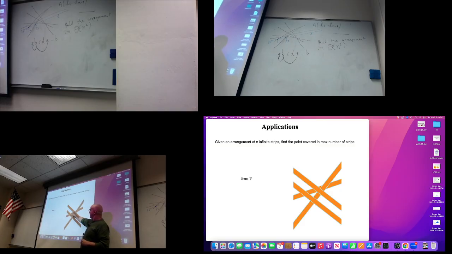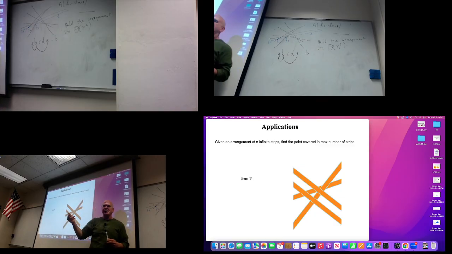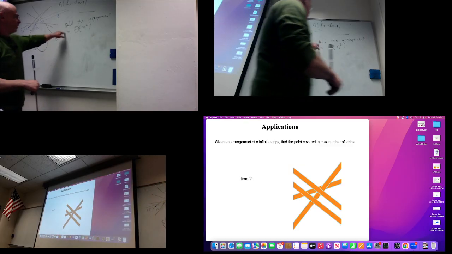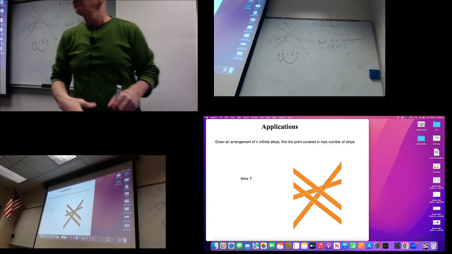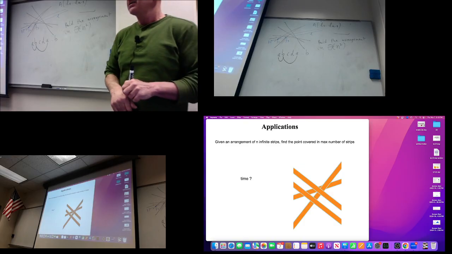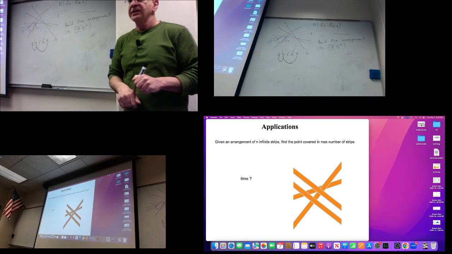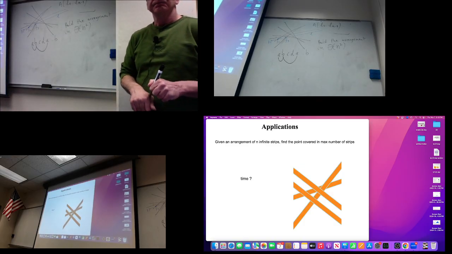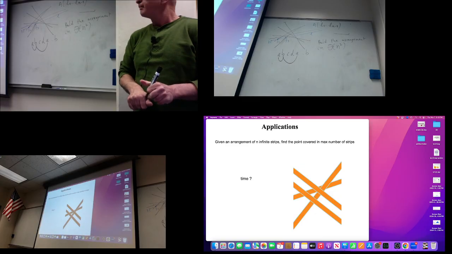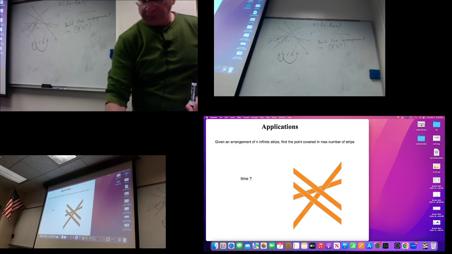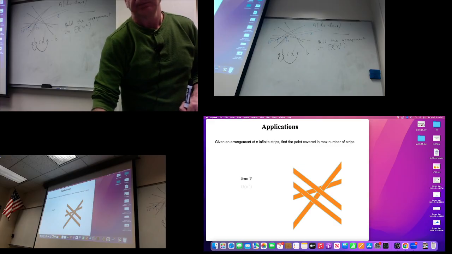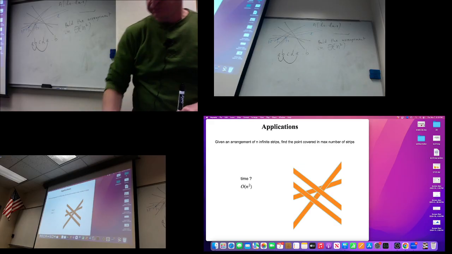Walking along the boundary of the strip, I just need to keep a counter. So all that I saved is the need to sort the lines. I saved the log of the sorting over there. Okay, so the time will be n squared.